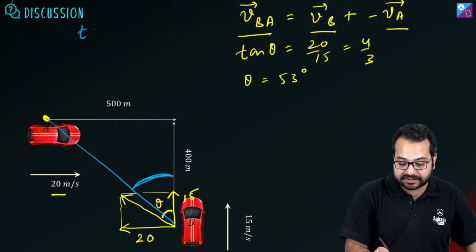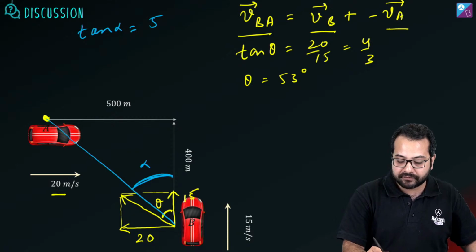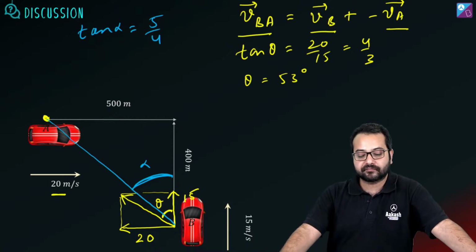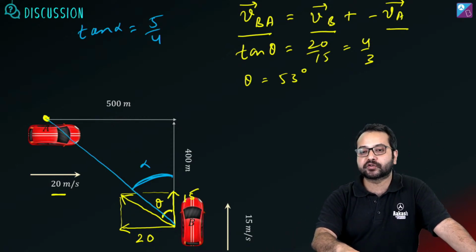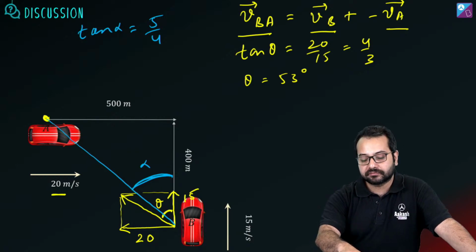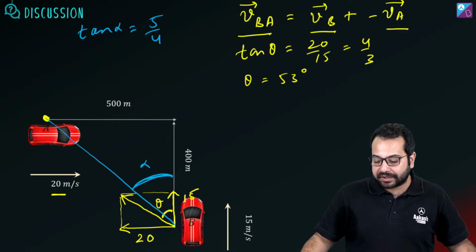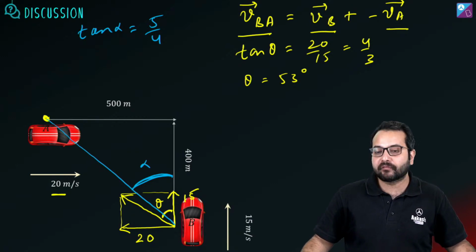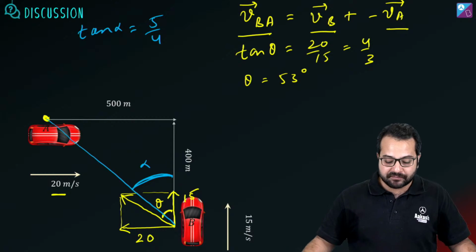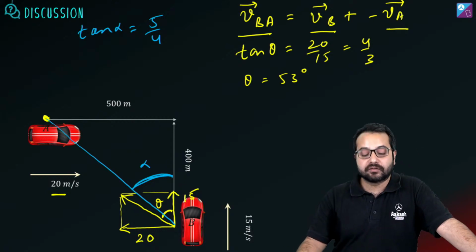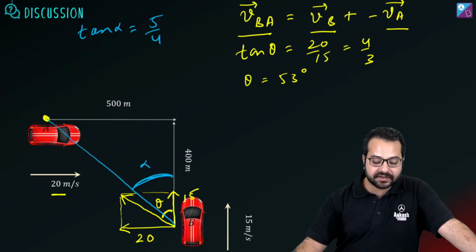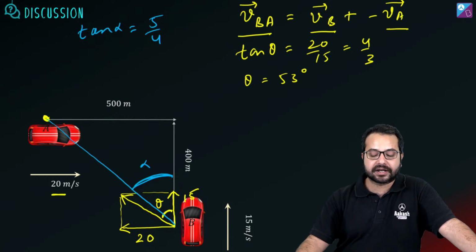What angle is this? This we can say is alpha. So tan alpha will be equal to what? Tan alpha will be equal to 5 by 4. Here tan theta was 4 by 3. If you calculate 4 by 3, it is going to be 1.3 something. And 5 by 4 is going to be 1.2. Correct? So which angle is greater? Obviously theta is greater.